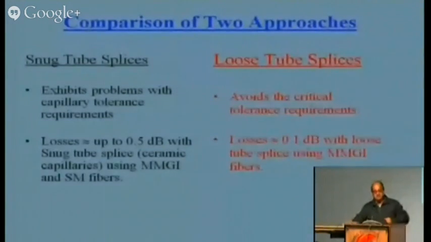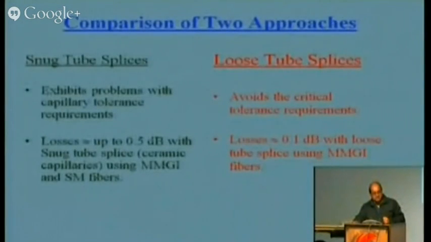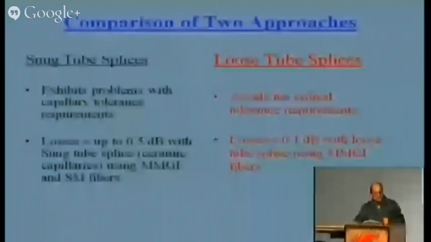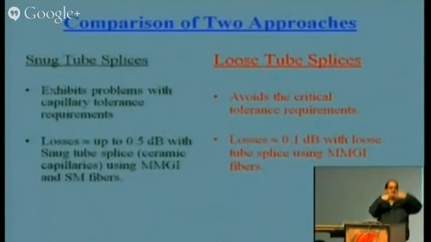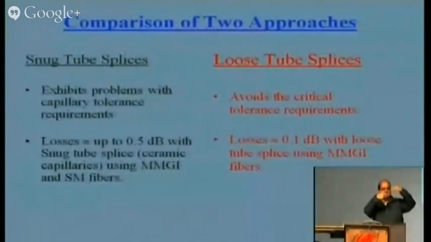So you can see just the comparison. Snug tube splices exhibit problems with capillary tolerance. The losses may be up to 0.5 dB with the snug tube splices. Whereas in the loose tube, there is no tolerance problem, and losses may be less than 0.1 dB, because the axial pressure on the fiber is not there in the loose tube. It is free to move. So pressure will be borne by this movement.